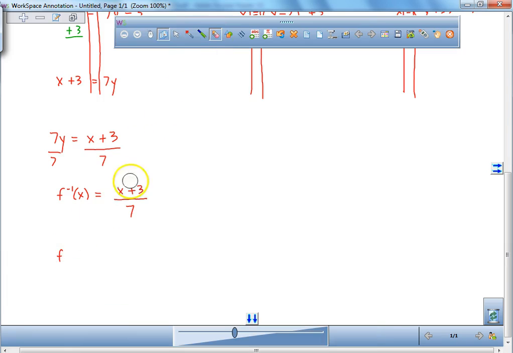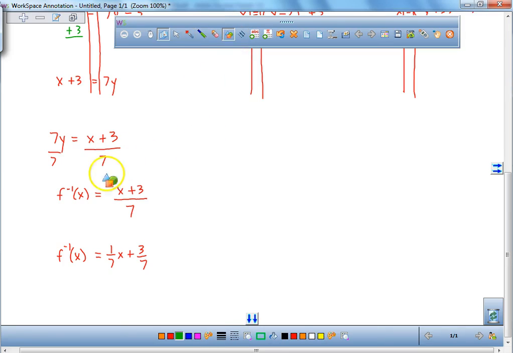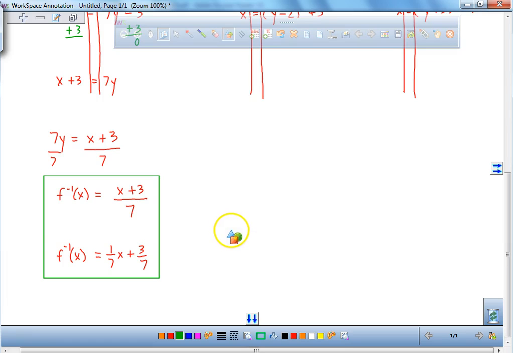If I can write it, you can see it. Let's try it again. Here we go. Now, another way of saying x divided by 7 is 1/7 of x. And another way of saying 3 divided by 7 is saying plus 3/7. What I need you guys to understand is these right here mean the exact same. These are equivalent equations, equivalent functions. They just look a little bit different. So I want you to be able to see that.